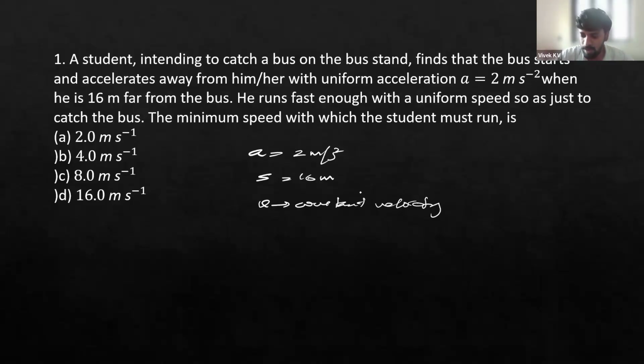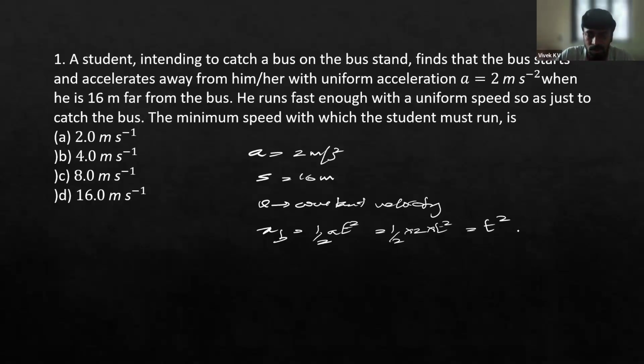Let the position of the bus be denoted by xb. The position of the bus after a time t will be s equal to ut plus half a t square, where the initial velocity is zero. So xb equals half a t square. Here acceleration is given as 2, so that becomes half into 2 into t square. So the position of the bus after a time t is t square. This is our equation.